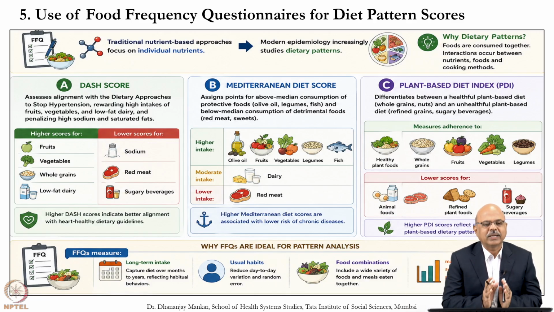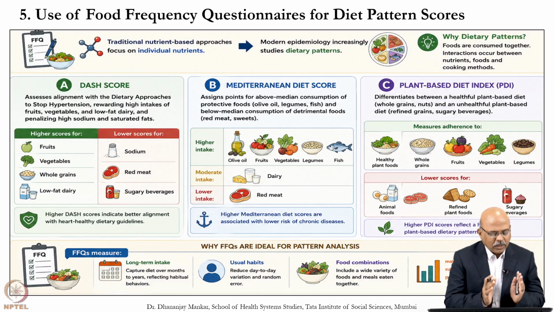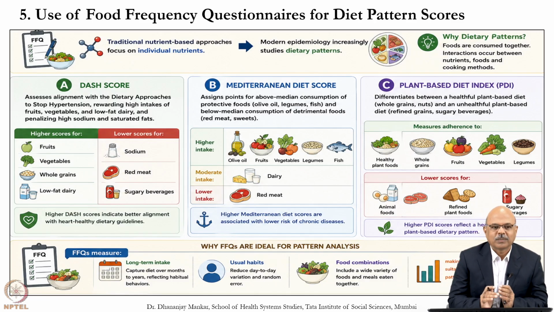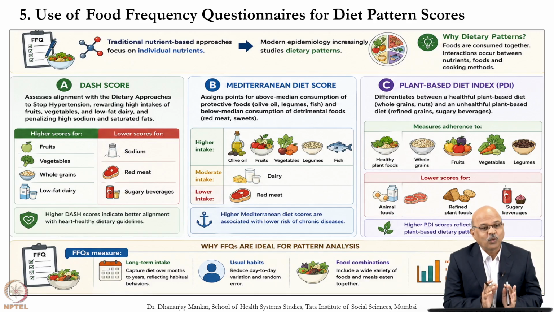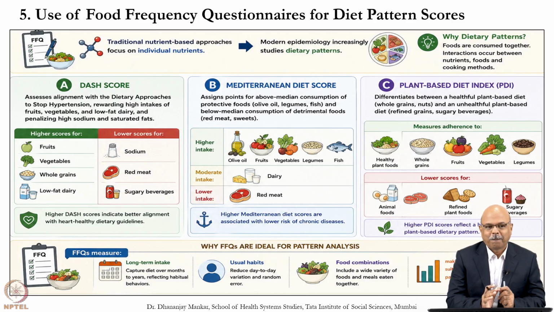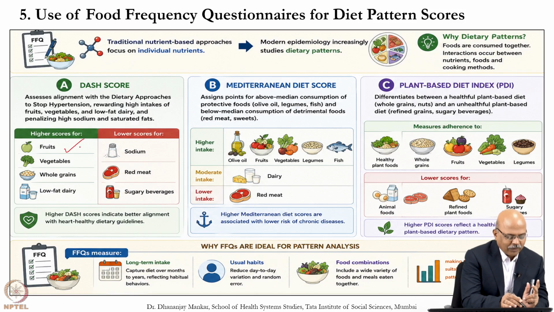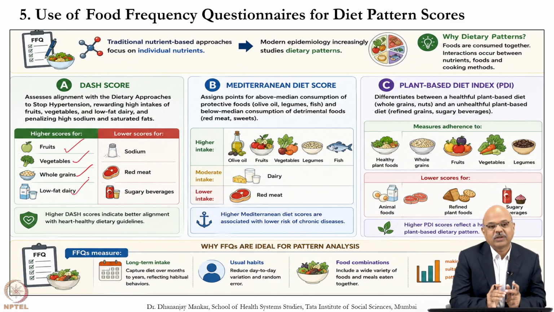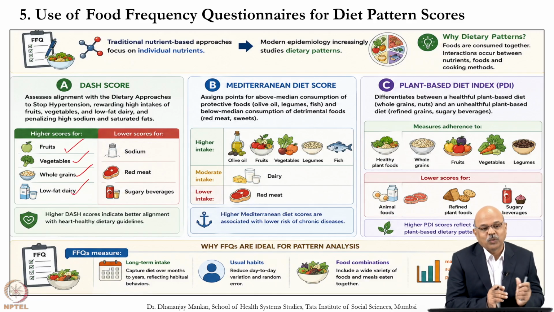So you can say the DASH score is an assessment aligned with the Dietary Approaches to Stop Hypertension, rewarding high intakes of fruits, vegetables and low fat diets and penalizing high sodium and saturated fats. You can understand there is a very noble purpose of taking this. So you have a higher score for fruits, a higher score for veggies, whole grains and low fat dairy. You can say there's a boost.